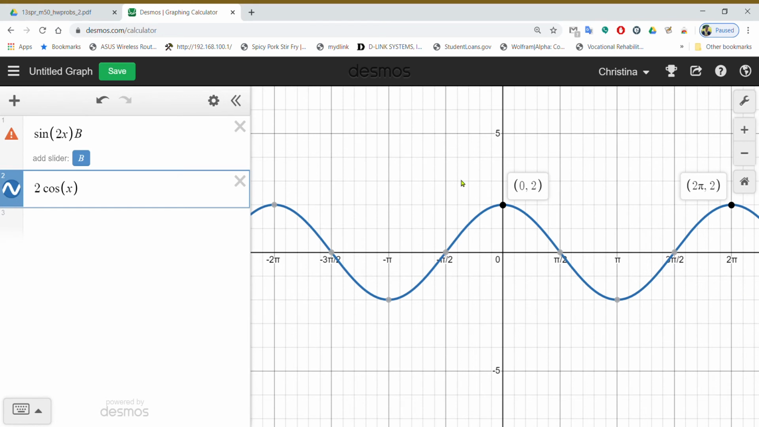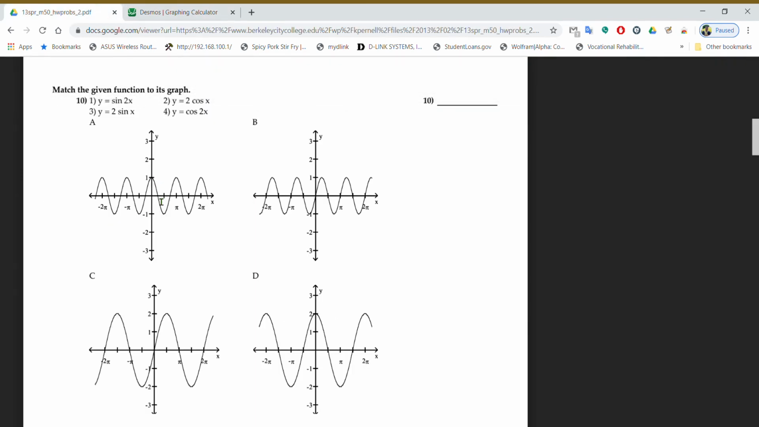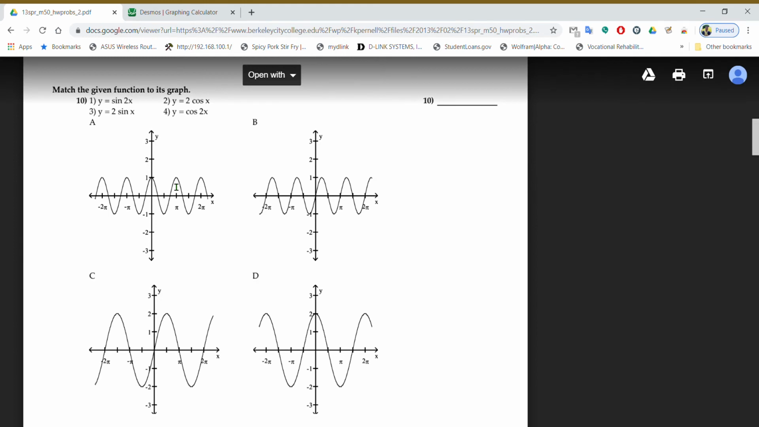Let's go back to our graphs and see which one started on a high at 0, 2 and ended the cycle at 2 pi. All right, so this one starts on a high, but take a look at graph A. That's not 0, 2, that's actually 0, 1. So even though that might seem tempting, it's not the right graph. We know it's not B. Take a look at C. Does not start on a high, so it's not C.